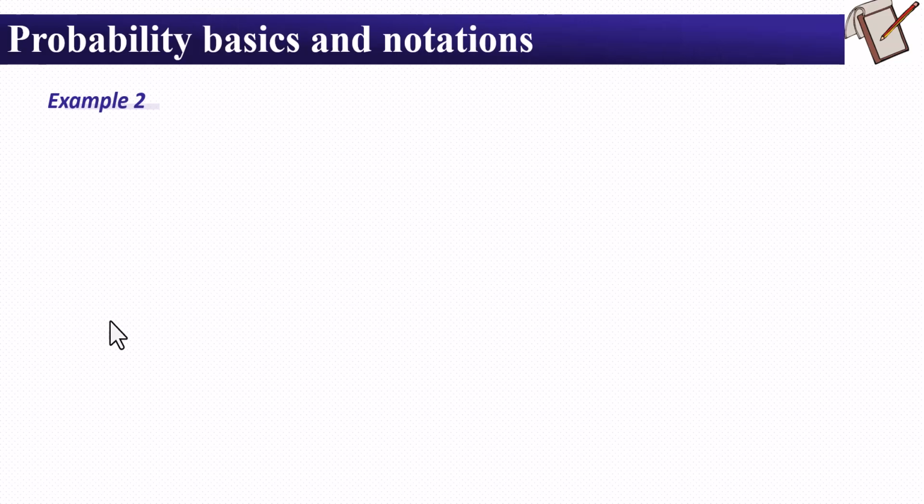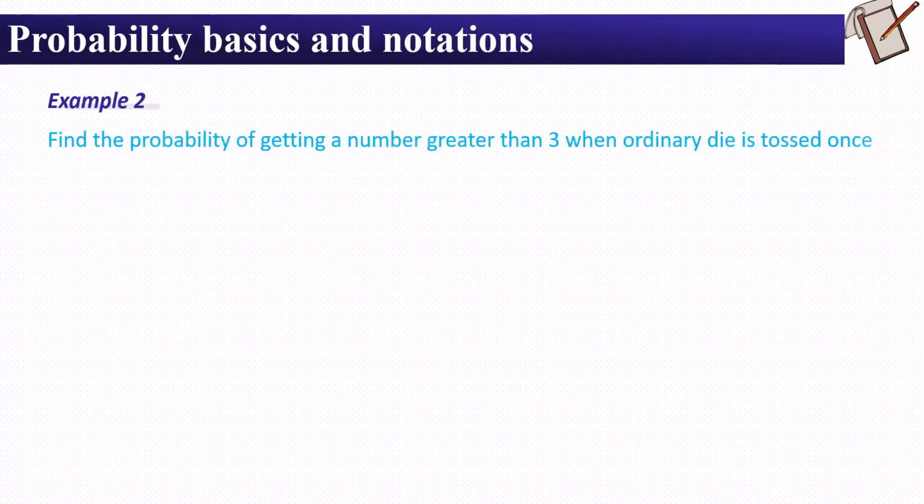Here we have example 2, which says find the probability of getting a number greater than 3 when an ordinary die is tossed once. This is the sample space for an ordinary die. And for the event of getting a number greater than 3, you will have a 4, a 5, or a 6. Your probability will be a half, that is 3 out of 6, which gives you a half.